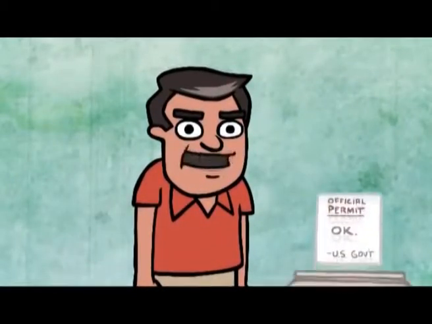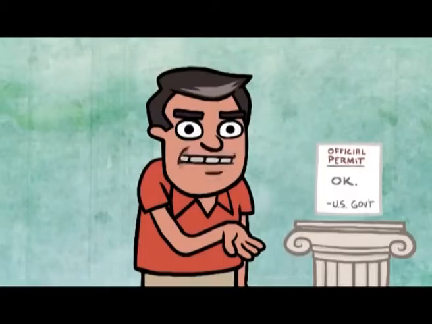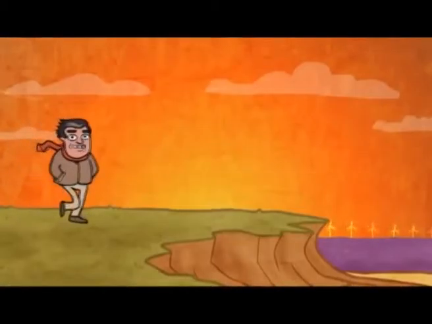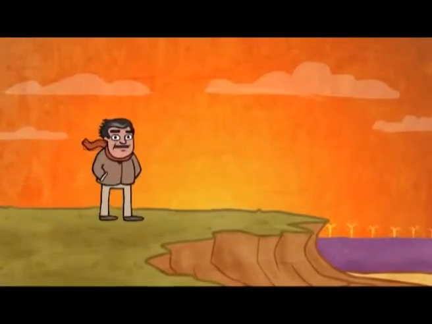The first offshore wind farm to win a permit from the federal government is scheduled to be built off the shore of Cape Cod, Massachusetts. Current plans call for 130 wind turbines, or enough to power hundreds of thousands of homes.